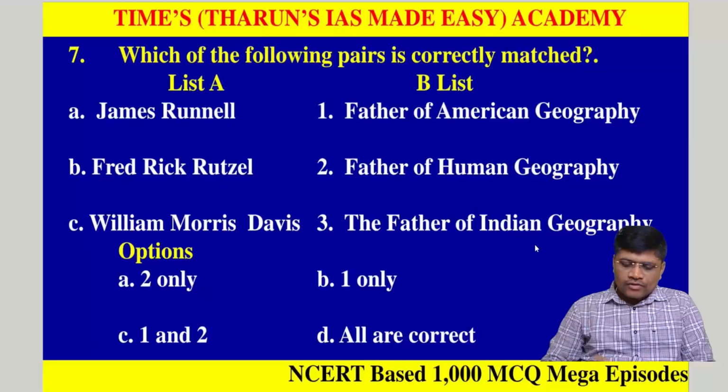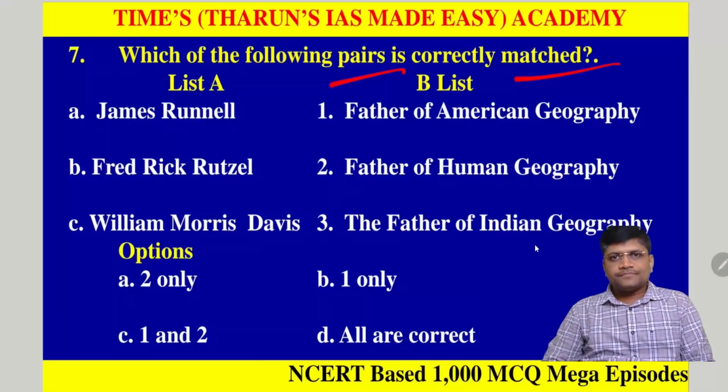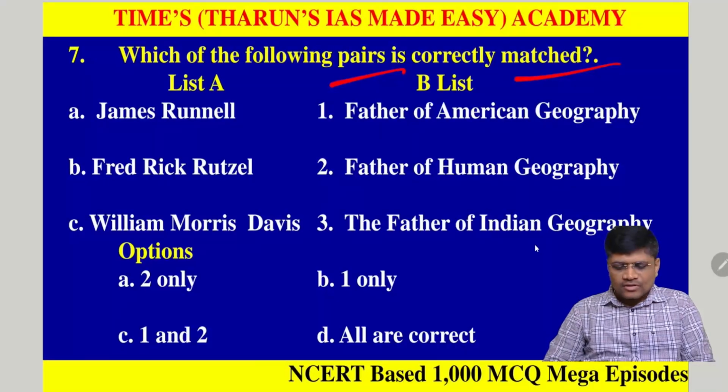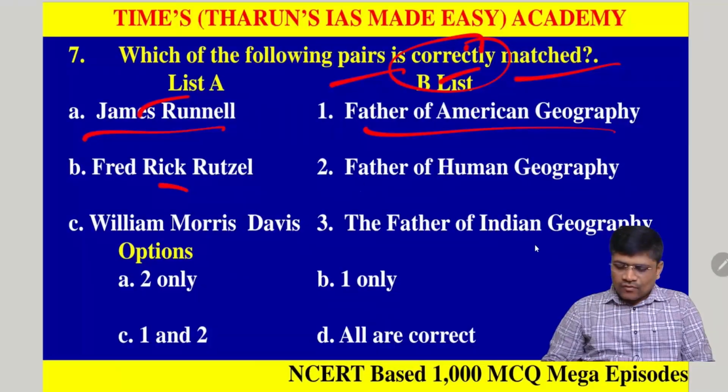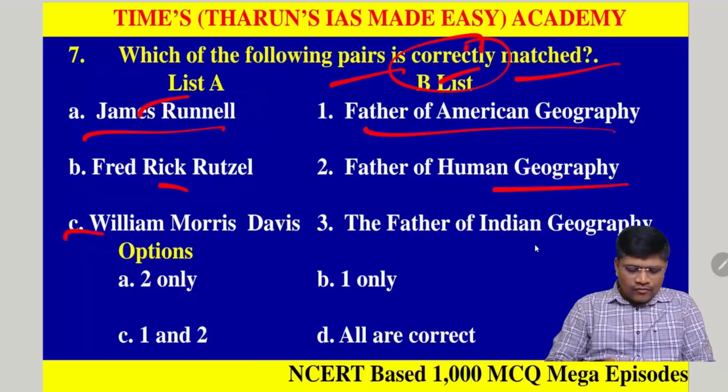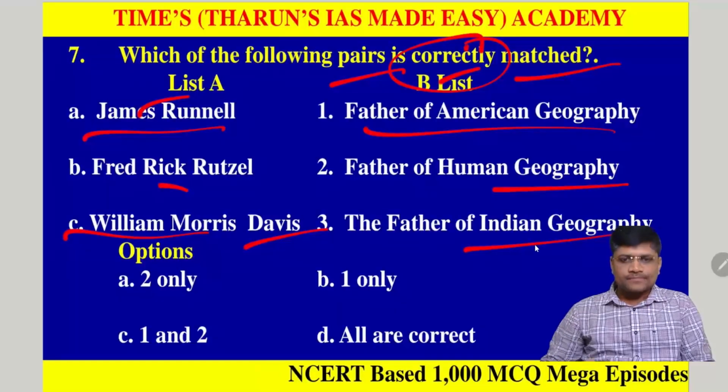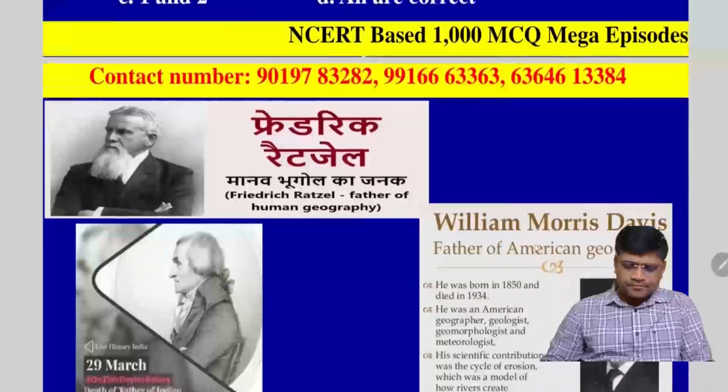Next question. Which of the following pairs is correctly matched? It is not a match the following; it is asking which pair is correctly matched. So list A, list B. James Rennell, father of American geography. Frederick Ratzel, father of human geography. Finally, William Morris Davis, father of Indian geography. So let's see the explanation.